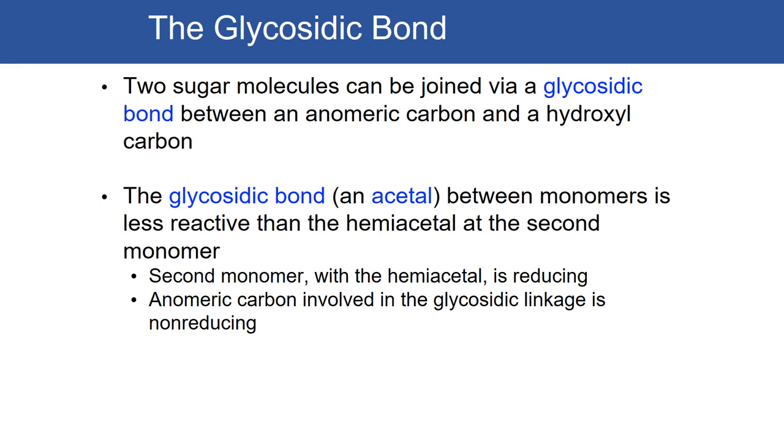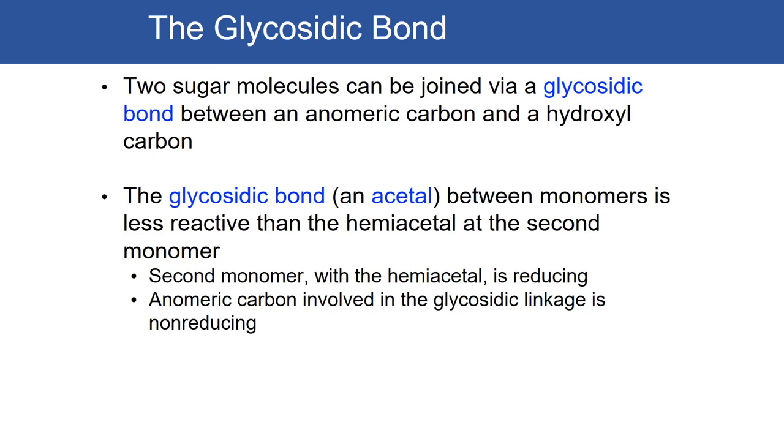All right, so I'm going to introduce the glycosidic bond. Two sugar molecules can be joined together by a glycosidic bond, between the anomeric carbon and the hydroxyl carbon of another molecule. The glycosidic bond, which is an acetal between monomers, is less reactive than the hemiacetal, and so the second monomer with the hemiacetal is reducing. An anomeric carbon involved in the glycosidic linkage is non-reducing.